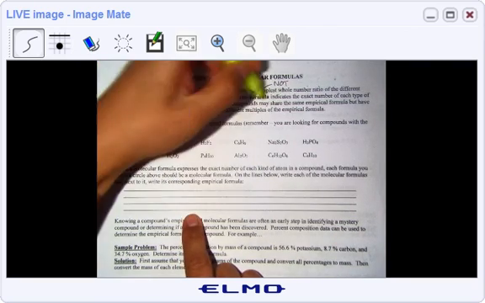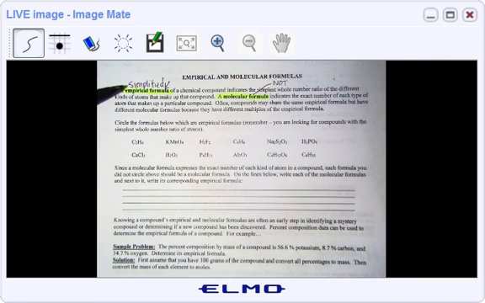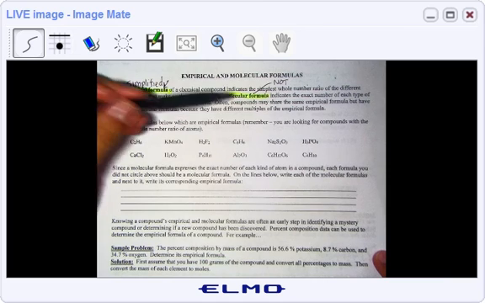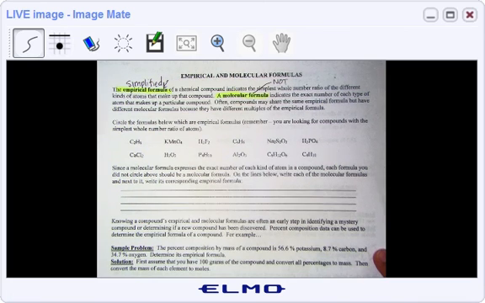One way I remember this is the empirical formula is simplified, meaning it's already reduced. It can no longer be reduced in terms of the subscripts, the little baby numbers. A molecular formula is not already reduced. It's not simplified, meaning you still can reduce it. Usually those numbers are a little bit bigger. So we're going to go through these.